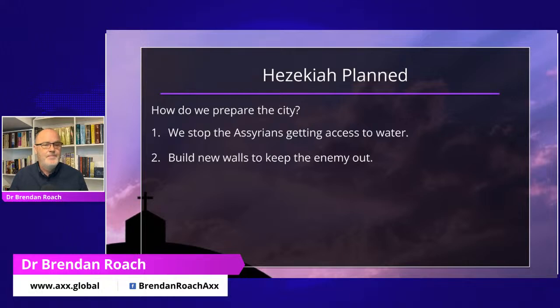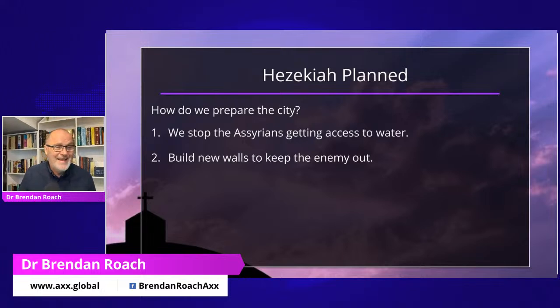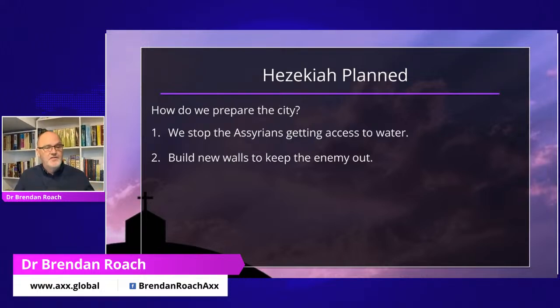We have to stop the Assyrians from getting a hold of the water. And to do that, he builds a tunnel, and we're going to talk about that in a minute, to bring the water inside the city walls. The second thing, he builds new walls to keep the enemy out. So he builds a tunnel, but he also builds a set of walls around the water installment, around the Gihon springs, which the water flowed up out of a rock. It was a natural spring, flowed up out of the rock, and was enough water in the ancient city to actually provide enough fresh water for the whole of the city of David.